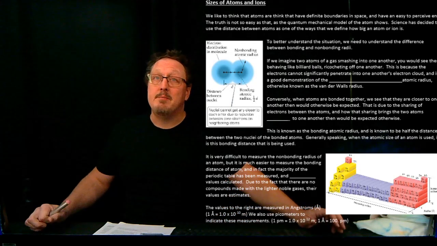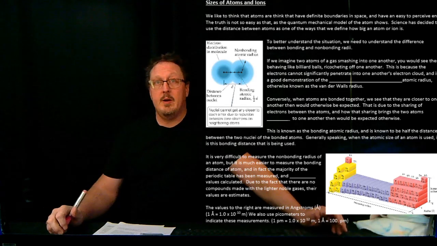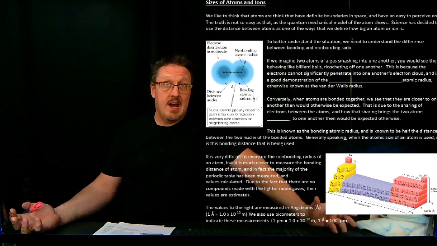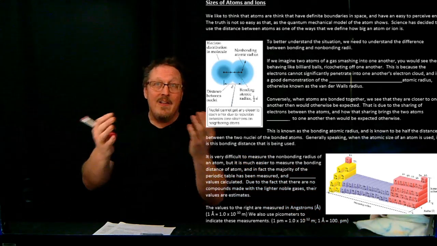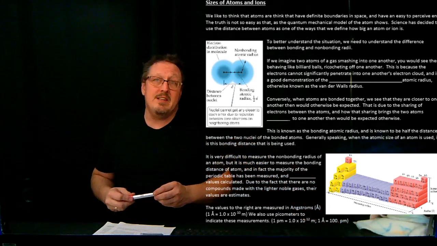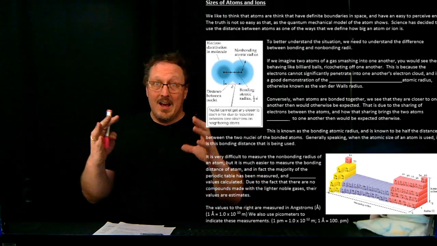Right, now we're going to talk about the sizes of atoms and the sizes of ions. When it comes right down to it, we like to think that atoms have very definite boundaries, and we know exactly how big they are. But the truth of the matter is we really don't, and it's hard to measure how big an atom actually is.